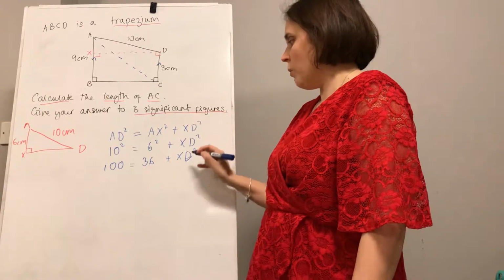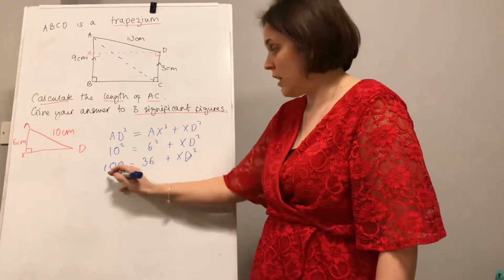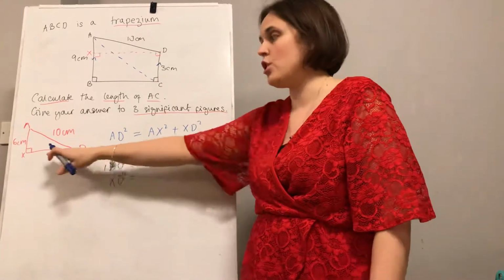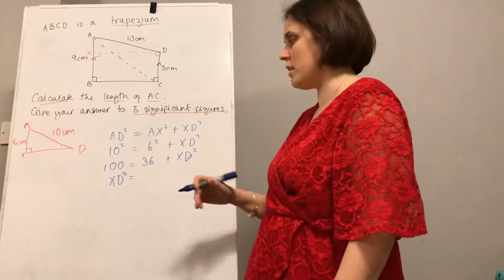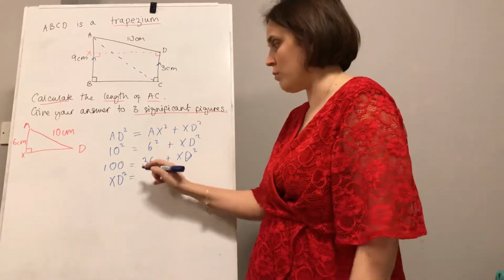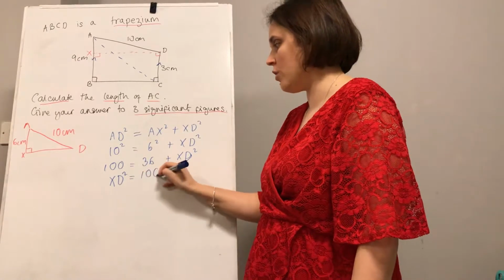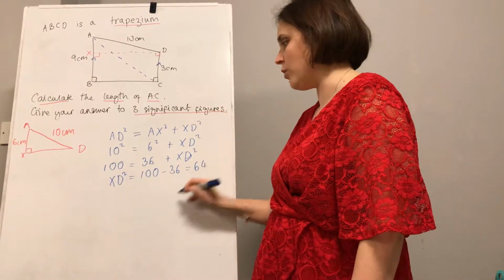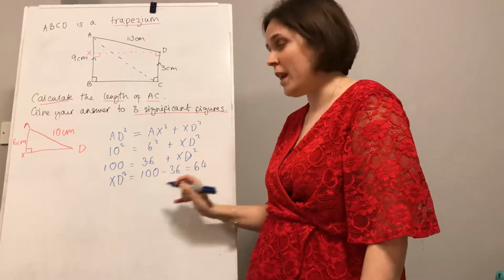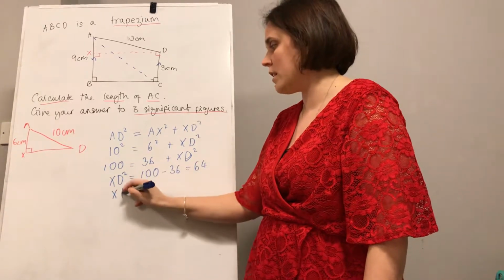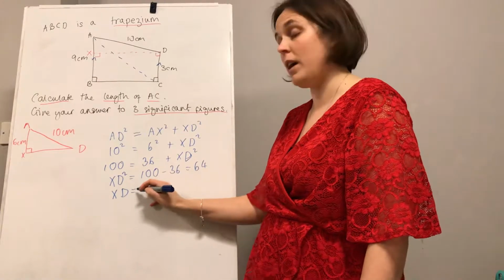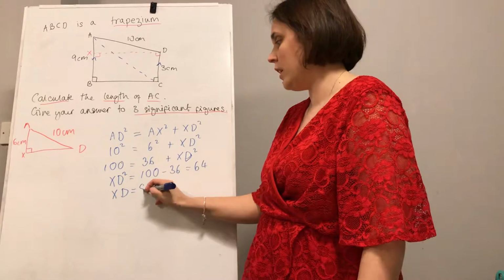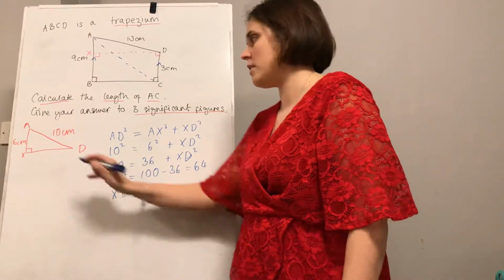Okay. What we then need to do is rearrange it, and when you're finding a shorter side using Pythagoras' theorem, you'll always find that you'll end up doing a subtraction. So this is just 100 take away 36, which is actually 64. Now if you know your square numbers, you'll know that 64 is 8 squared, and so therefore to find the square root of 64, it's just 8 centimetres.